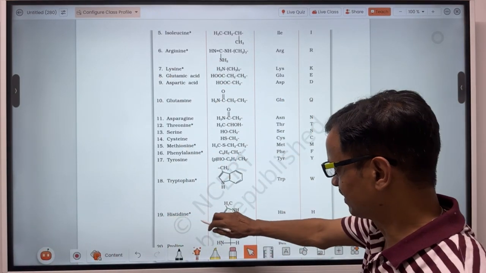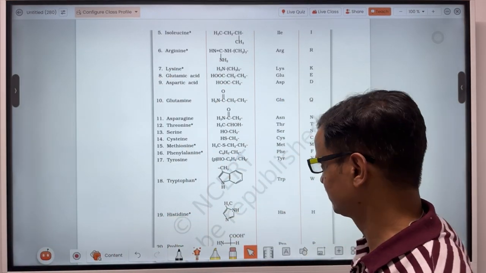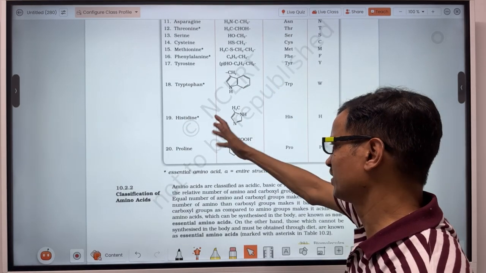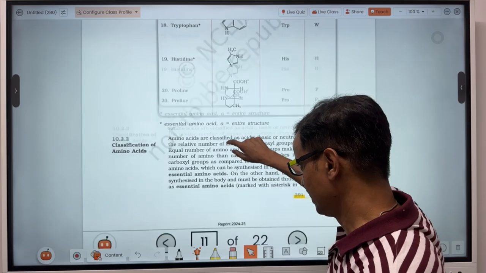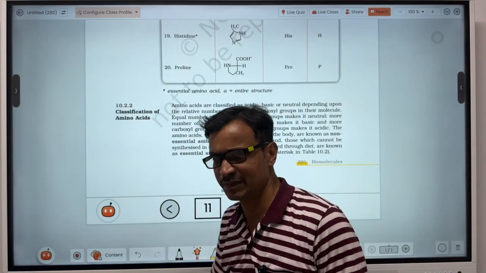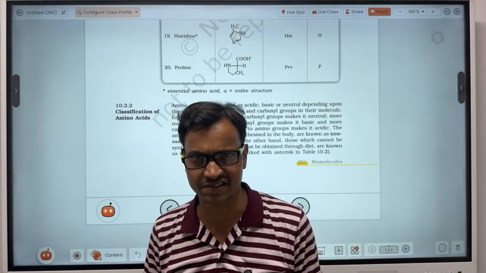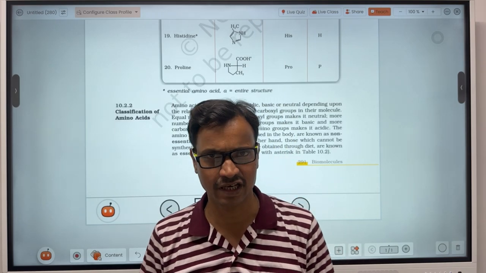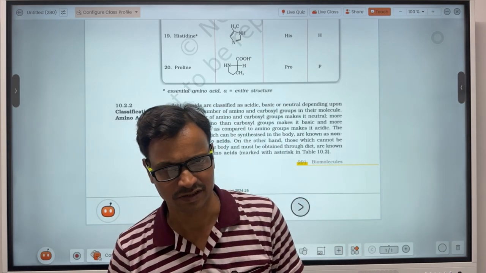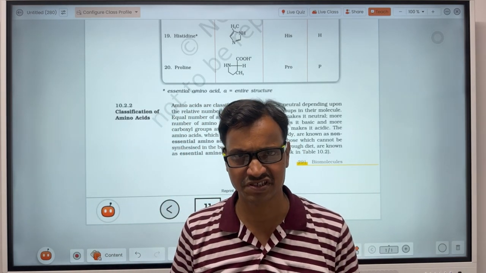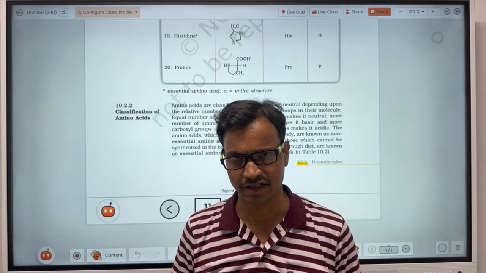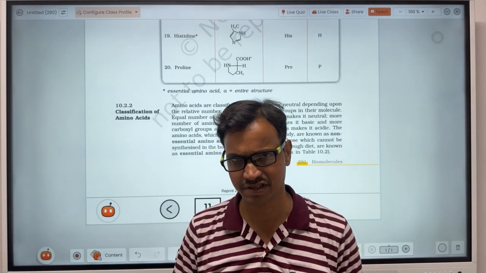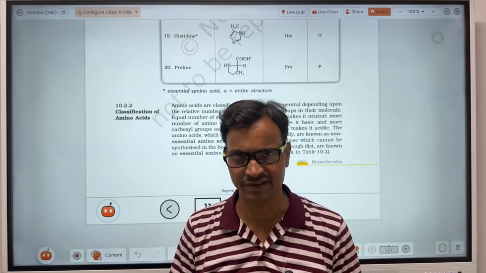Isoleucine, arginine, and so on: make a list of essential amino acids and non-essential amino acids. In the 12th board examination, a question has been asked: what are essential amino acids? I have told you already: the amino acids which are not synthesized in the human body and hence must be taken in the diet are called essential amino acids, and you give their examples.